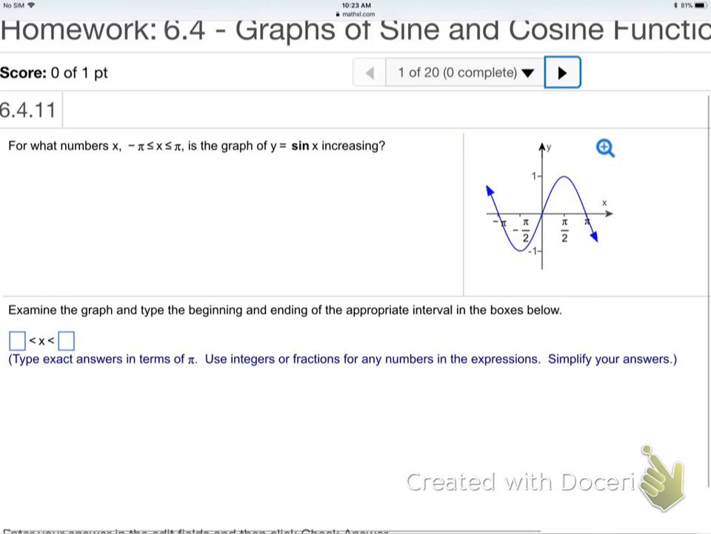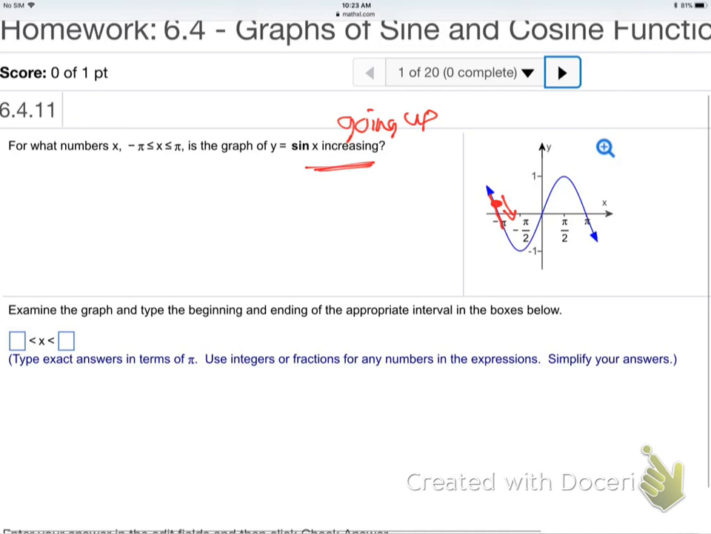Okay, so for what numbers is the graph of that increasing? So where is the graph increasing? What does it mean for a graph to be increasing? Well, imagine if you're on a roller coaster. What if you're right here on the roller coaster and you're cruising this way, going to the right? So in what parts of the roller coaster are you increasing? Which means going up, right?